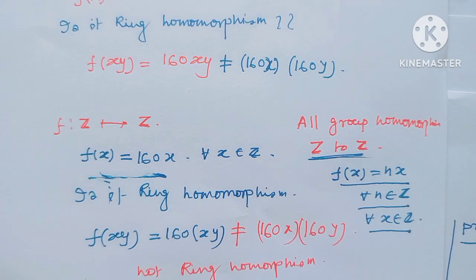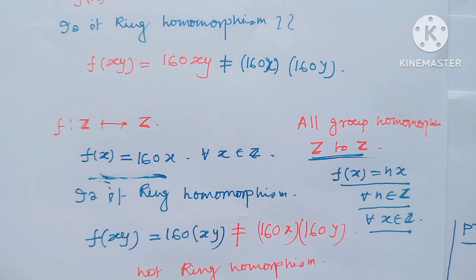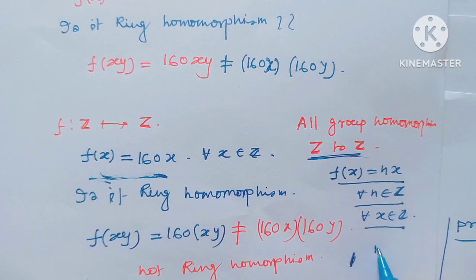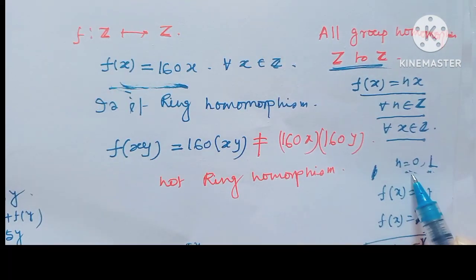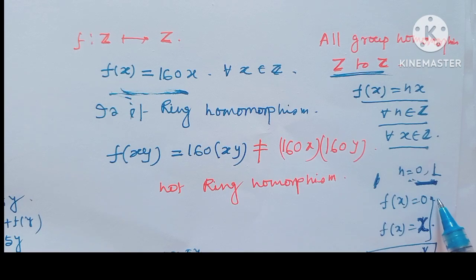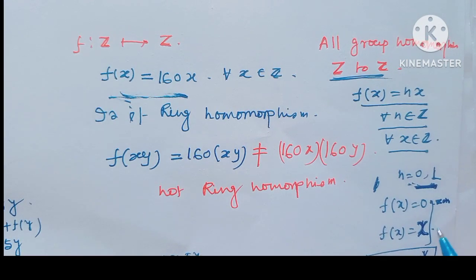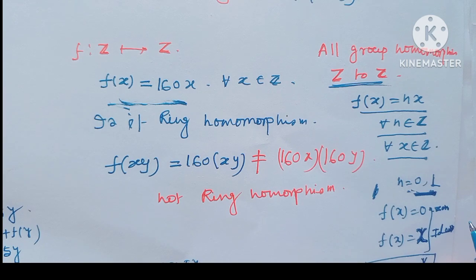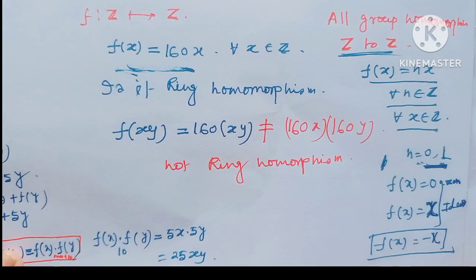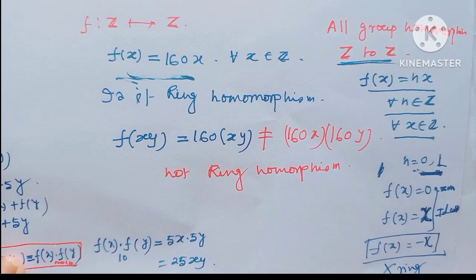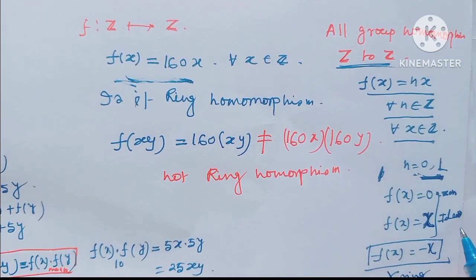Second question: how do the ring homomorphisms look? A ring homomorphism is only possible when n equals 0 or 1. When n equals 0, f of x equals 0, which is the zero map, and when n equals 1, f of x equals x, which is the identity map. Even if we consider n equal to minus 1, then f of x equals minus x, and this is also not a ring homomorphism. So the only ring homomorphisms are f of x equal to 0 and f of x equal to the identity.